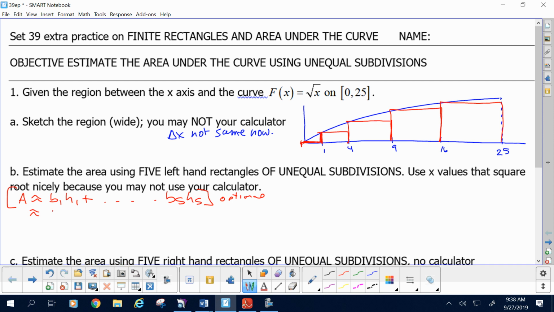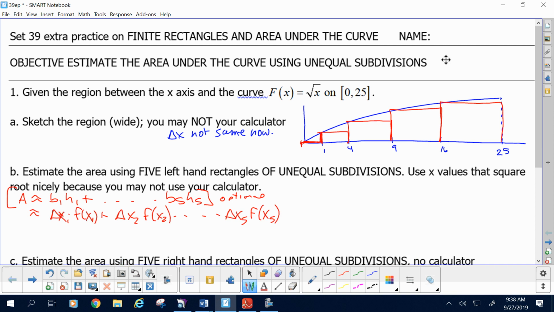The base is delta x1, f at x1, plus delta x2, f at x2, through delta x5, f at x5. You follow?